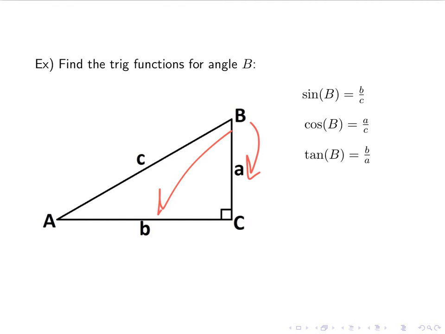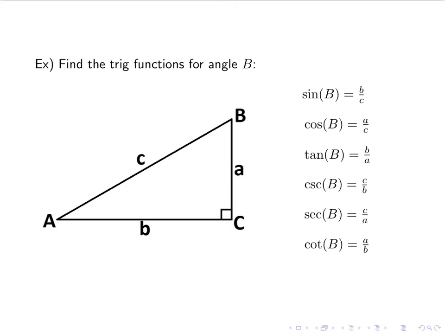Now remember, the other three are just the reciprocals. Cosecant is the reciprocal of sine, so it must be C over B. Secant is the reciprocal of cosine, so it must be C over A. And lastly, cotangent is the reciprocal of tangent, so it must be A over B. Normally we'll have numbers in these, in which case we can simplify the fractions. We're going to do some of those in a minute.